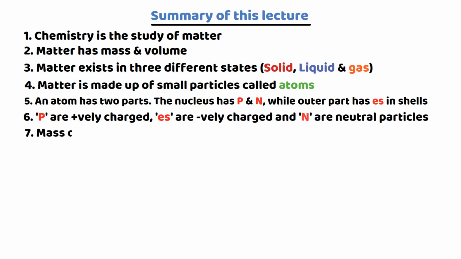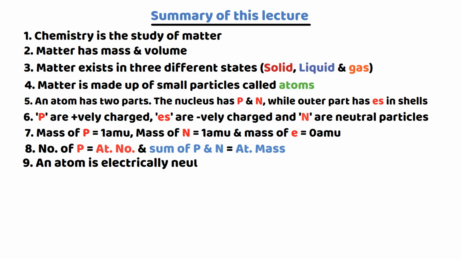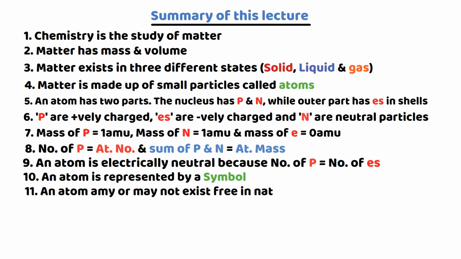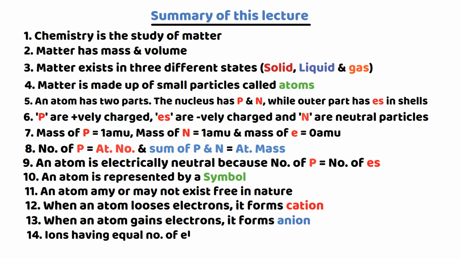The relative mass of proton is 1 AMU. The relative mass of neutron is also 1 AMU, while the mass of electron is negligible or considered 0. Number of protons is called atomic number, and the sum of protons plus neutrons is called atomic mass. An atom is electrically neutral because number of protons is equal to number of electrons. An atom is represented by a symbol. An atom may or may not exist free in nature. When an atom loses electron, it forms positive ion or cation. When an atom gains electron, it forms negative ion or anion. Ions having equal number of electrons are called isoelectronic ions.